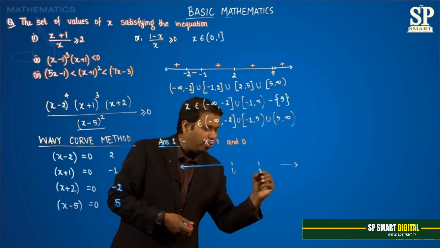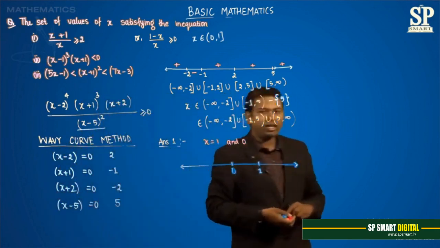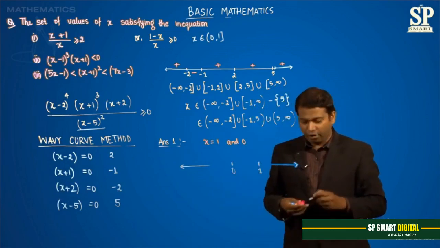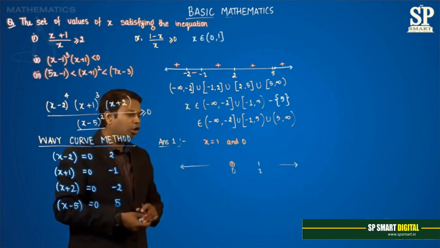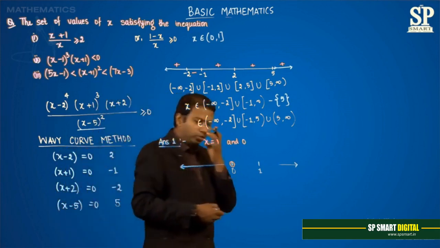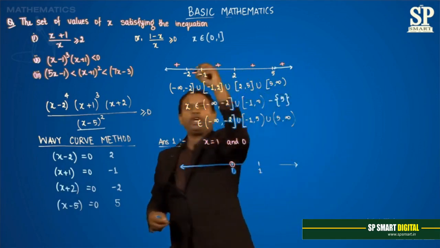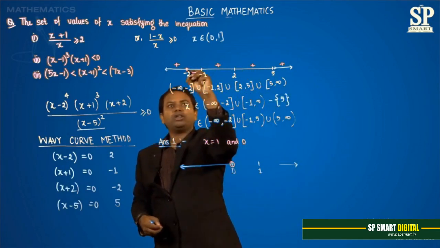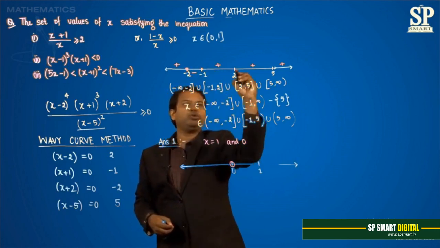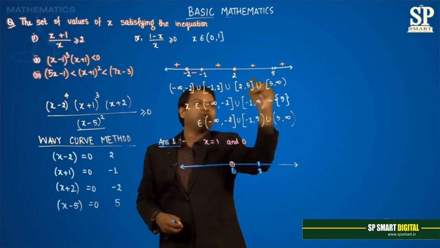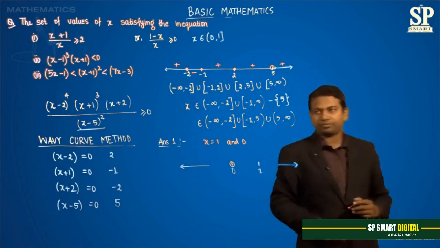0 and 1. Clearly, since x is in the denominator, x equal to 0 cannot be the answer. So we need to put a hollow circle at x equal to 0. Now here, since there is an equal to sign, we need to put solid circles at x equal to minus 2, minus 1, 2. Only we have a hollow circle at x equal to 5.